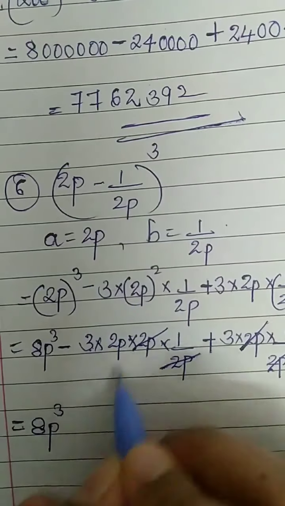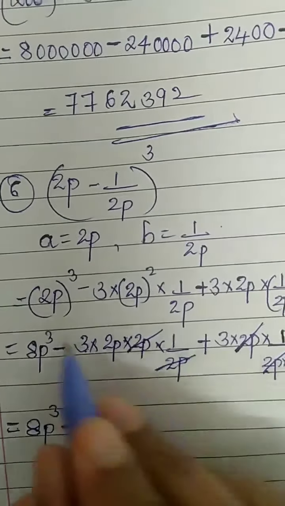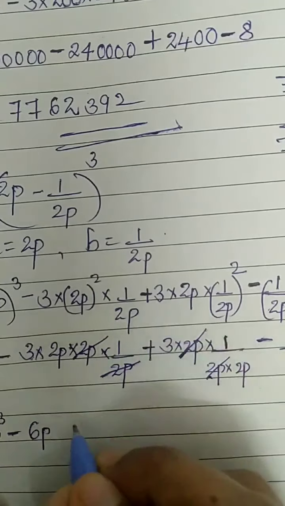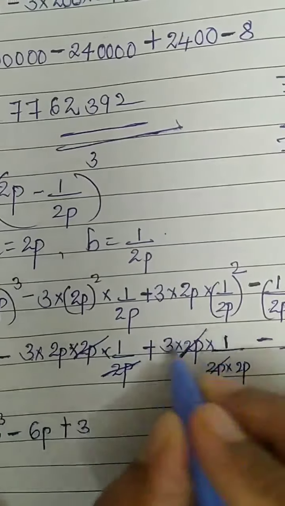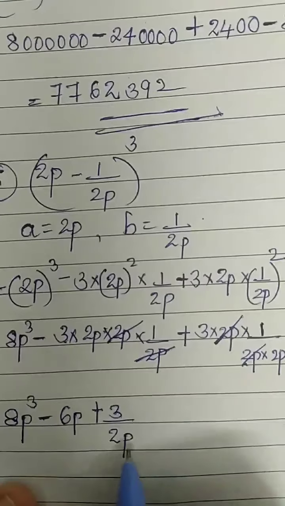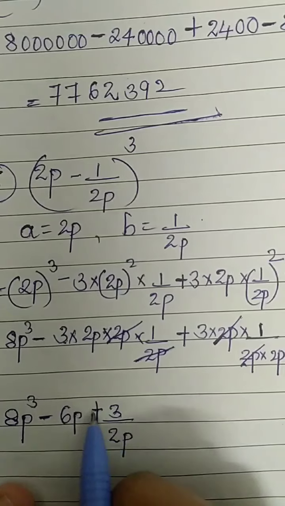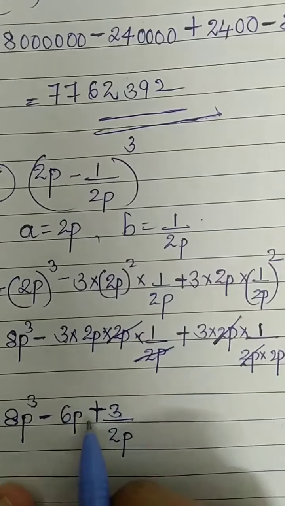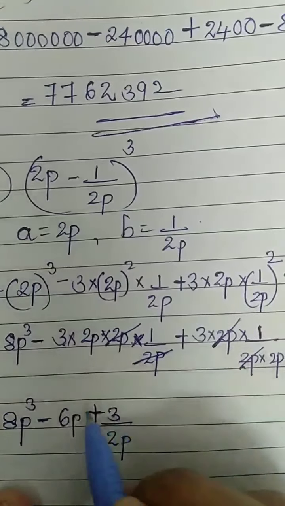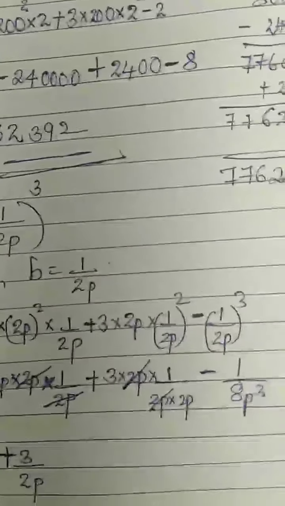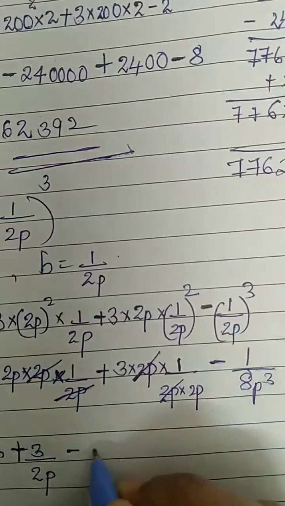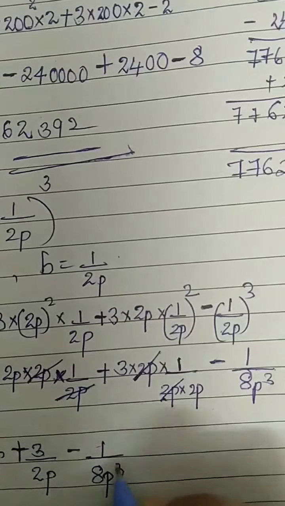2p got cancelled. 3 2s are 6p. So from here 6p we got. Here 3 into 1 is 3. Sign is plus sign. 3 1s are 3 and upon 2p. Now please remember, this p and this p you can't cancel because we have plus sign, not multiplication sign. Here we cancelled because we have multiplication sign. When you have plus sign, don't think of cancelling, children. We know this, but sometimes in a hurry we make this mistake. Minus 1 upon 8p cube.